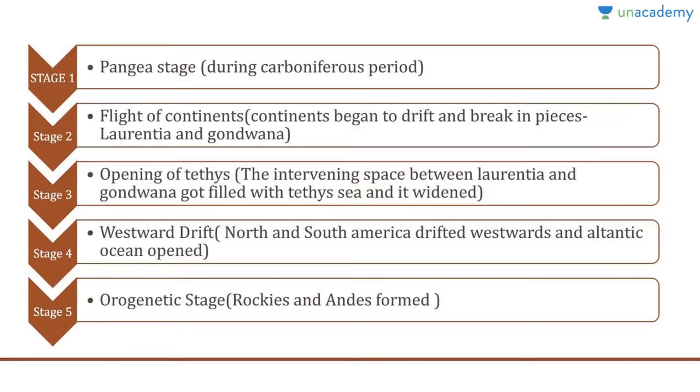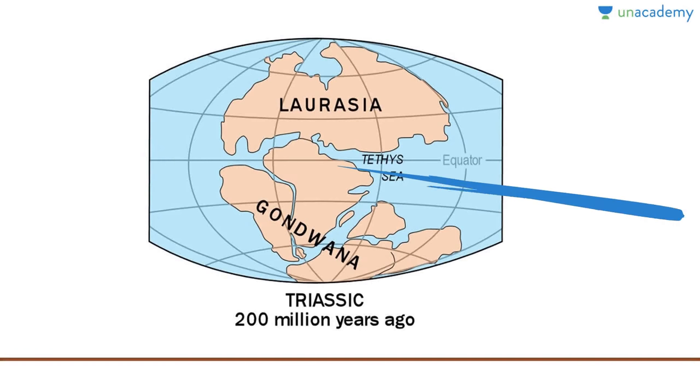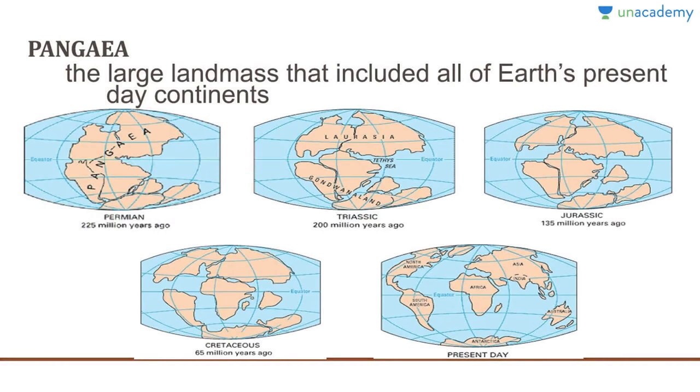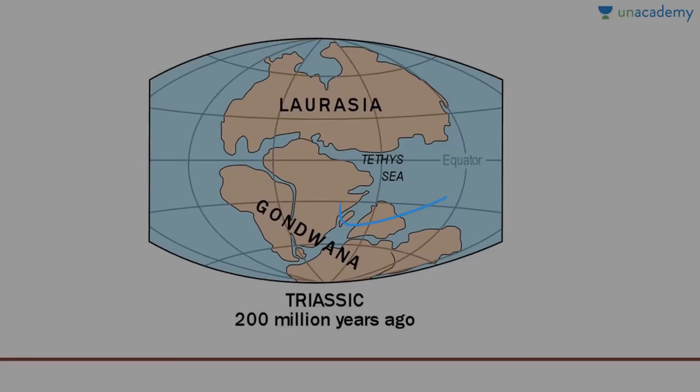This whole continental drift theory can be studied in five phases. In the first phase, the Pangaea stage, Pangaea was formed during the Carboniferous period. In the second phase, flight of continents took place: the continents began to drift and break into two pieces, the northern one named Laurentia and the southern one named Gondwana. So this is the first phase, the Pangaea stage. This is the second stage, the flight of continents, with the northern part Laurentia and the southern part Gondwana land.